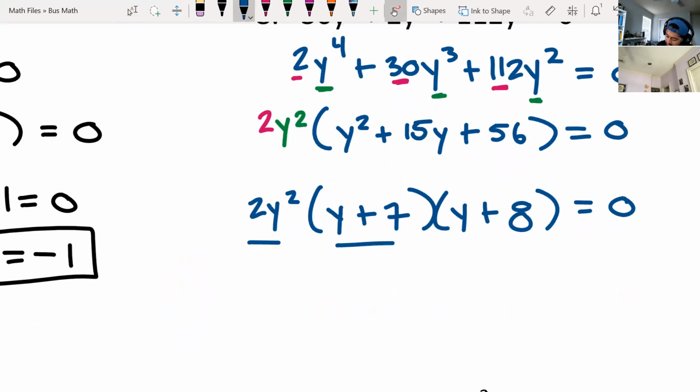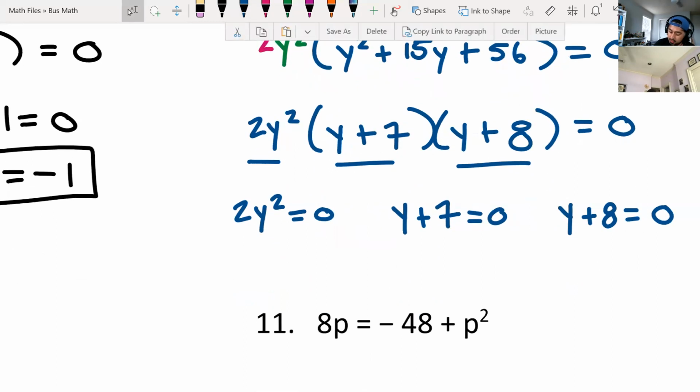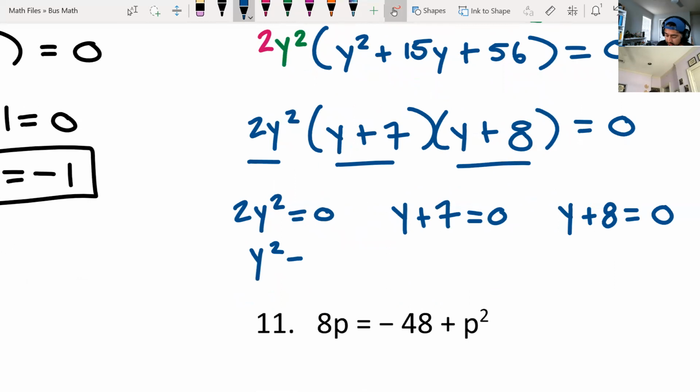So you will set each term equal to 0 and solve for y. You'll get 2y squared equal to 0, y plus 7 equal to 0, and y plus 8 equal to 0. Then on 2y squared, you'll divide by 2, and that'll still give you y squared equals 0. Over here, you'll get y equals -7 and y equals -8.